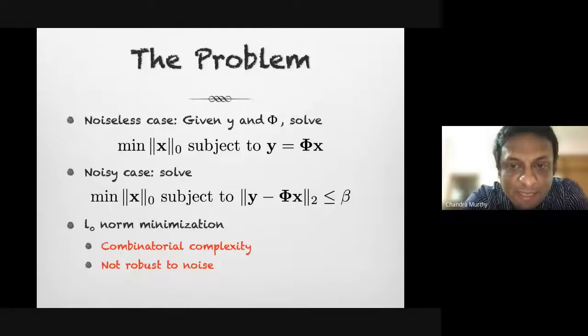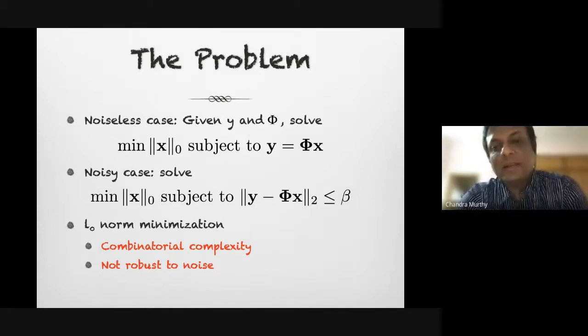It's combinatorial complexity because when you think about it, if you want to find the x with as few non-zero entries as possible that solves y equal to phi x, the way to solve for it is to first see whether it's possible to find a vector x with just one entry non-zero, which explains your observations y. So in that case, you will see if y can be written as, for example, a scaled version of the first column of phi. If that's not possible, you will see whether y can be written as a scaled version of the second column of phi, and so on.